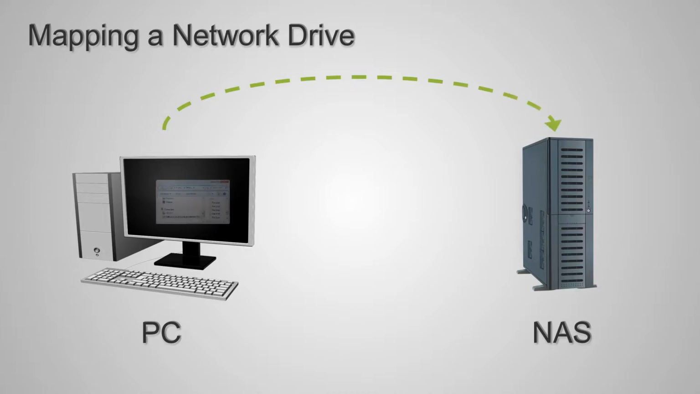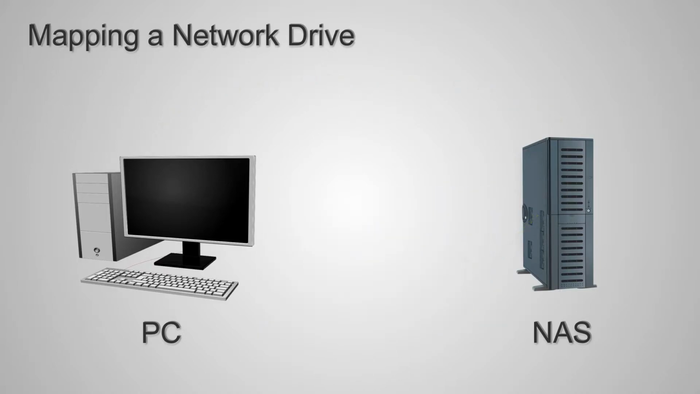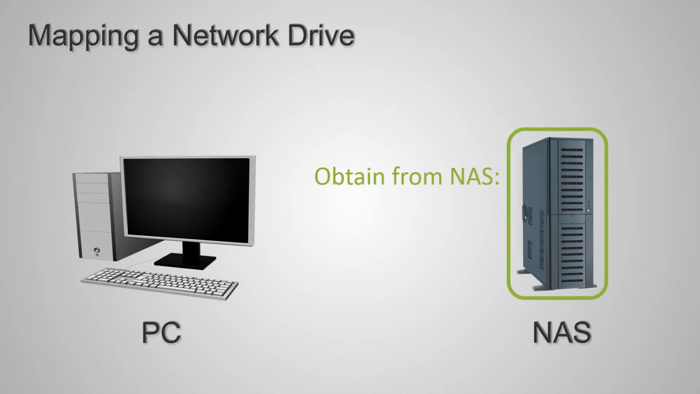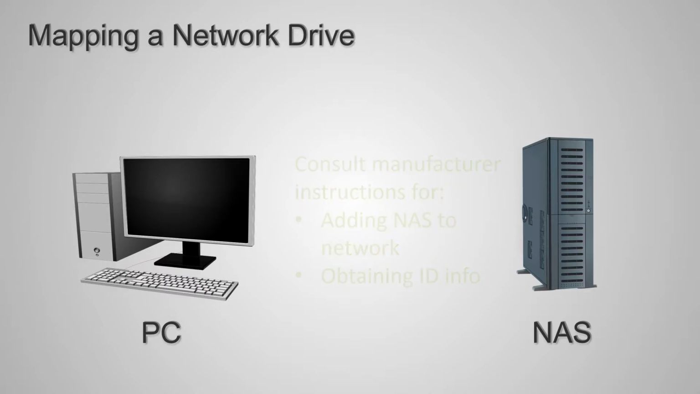Mapping a network drive to a NAS device is a fairly quick process in newer versions of Windows. First, you need to know how to identify the device that you want to map a drive to. You can use either the device's host name, which is commonly written on a label on the case, or IP address. Consult the manufacturer's instructions for adding the device to your network and determining how to identify it. Once you have the info and completed the setup, you're ready to start mapping the drive.